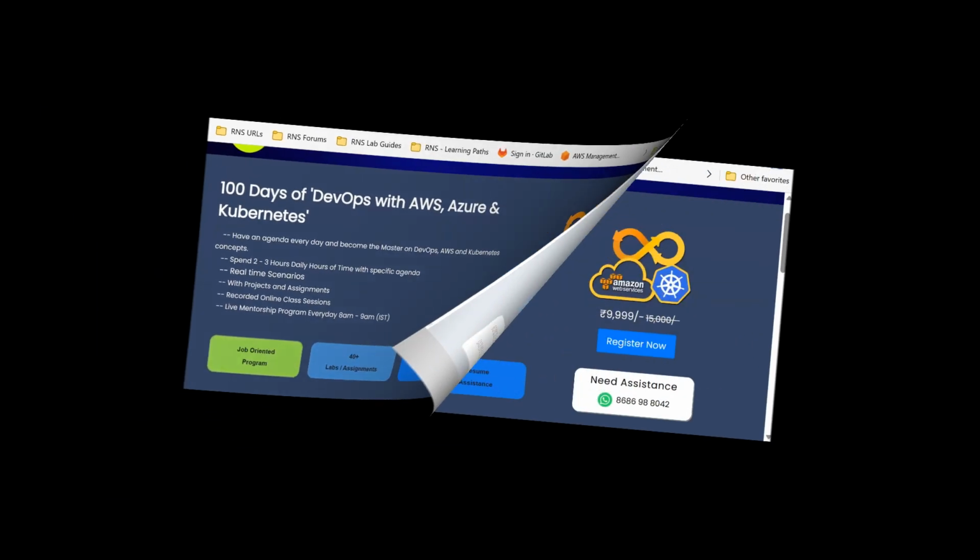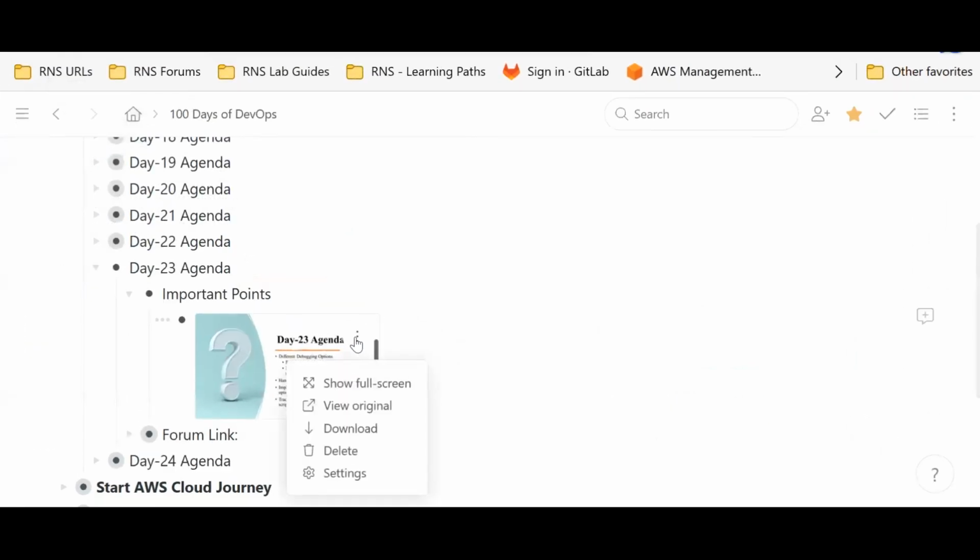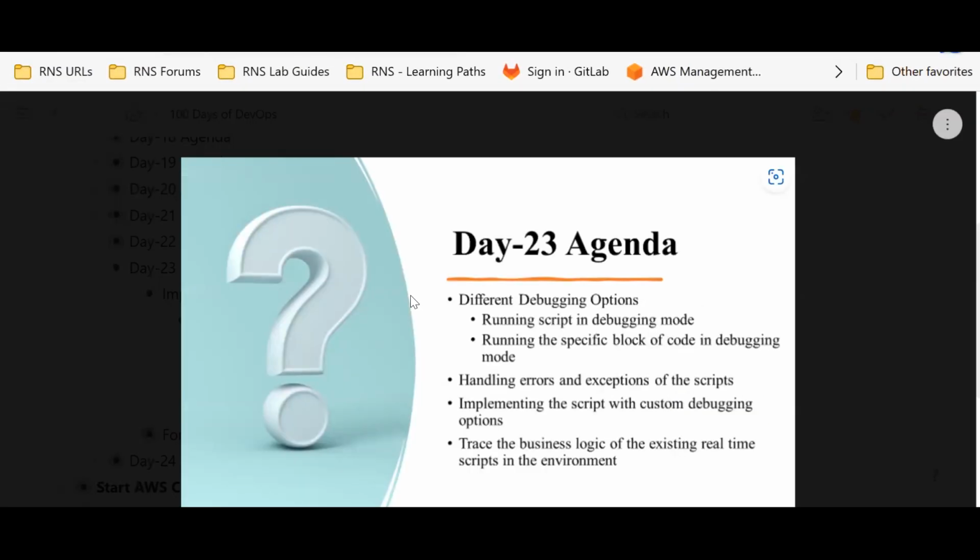Let's come back to today's agenda, where we are understanding shell script debugging approaches. In today's video, what you are going to learn is what the different debugging options available are. That means how you run a shell script in debugging mode, and how you run a specific block of code in debugging mode. Writing code is happy work, but sometimes there are existing scripts which you need to analyze and customize.